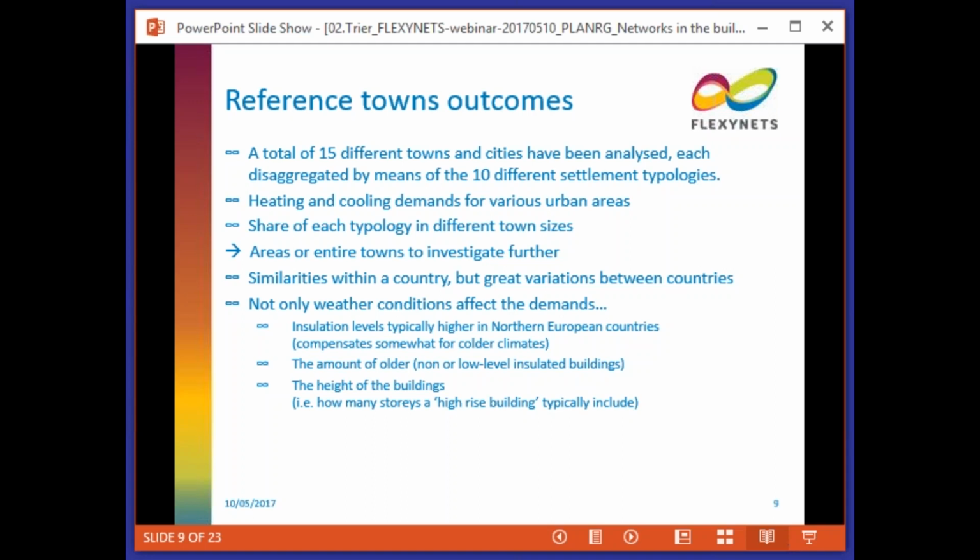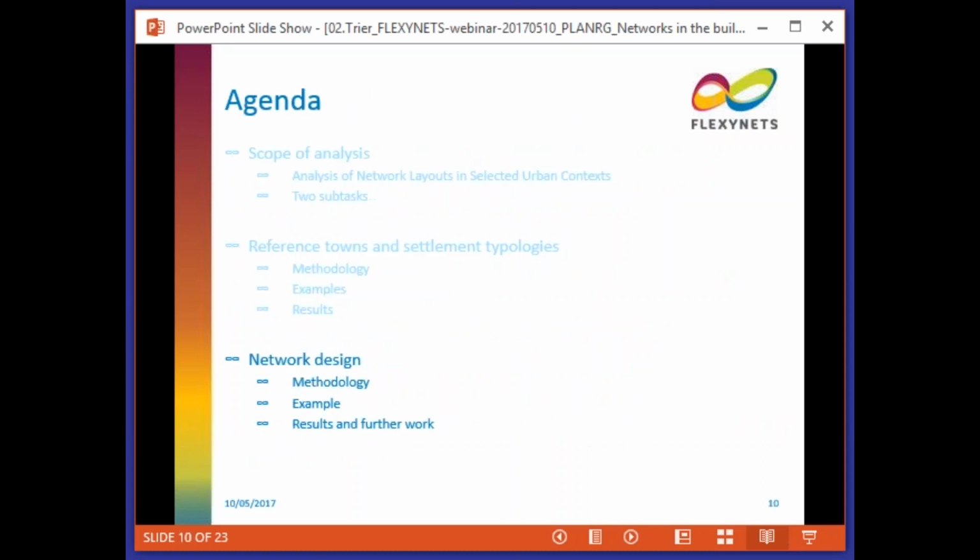And also, what does high-rise buildings mean? In some countries, a high-rise building would be 3 or 4 stories, whereas others would define that as 7, 8, or even more. So the high-density areas might even be very different from country to country. So this just tells us that when designing the district heating and cooling networks in practice, it's very important to take the local conditions into account.